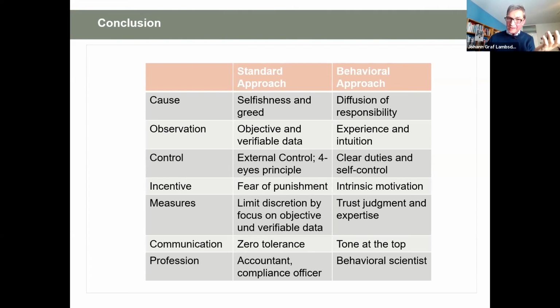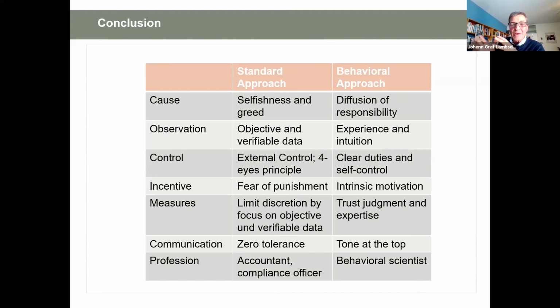What are the measures that we then have? Well, it's not just, like in law enforcement, focusing on objective and verifiable data. It's rather trusting in the judgment and expertise of people whom we think show some stewardship and some sense of honesty. When we communicate, we don't want to communicate zero tolerance, because zero is an illusion. We want to find out who has a clear tone at the top. Which are the business leaders that we trust in our supply chain to be really committed to disallowing corruption? And this is not a wording that rests on zero tolerance, but on a clear commitment.